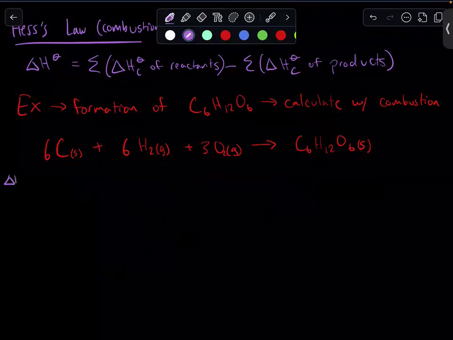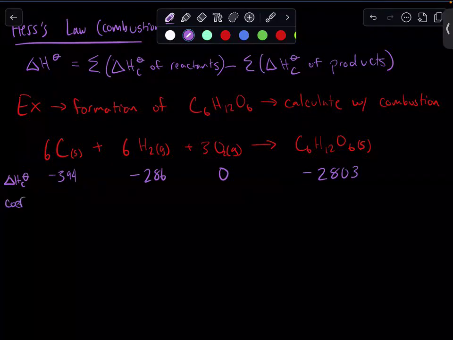So if we first look at the delta H combustion values, so delta H of combustion, we find that for carbon, it combusts with negative 394 kilojoules per mole. Hydrogen combusts with negative 286 kilojoules per mole. Oxygen, of course, does not react with itself. And glucose combusts with negative 2,803 kilojoules per mole.